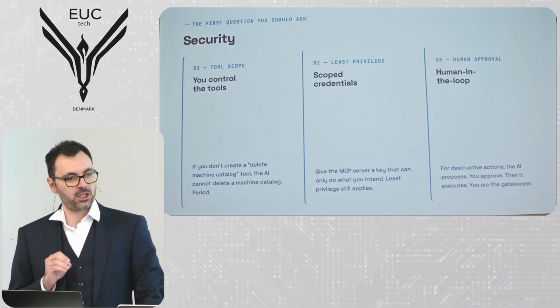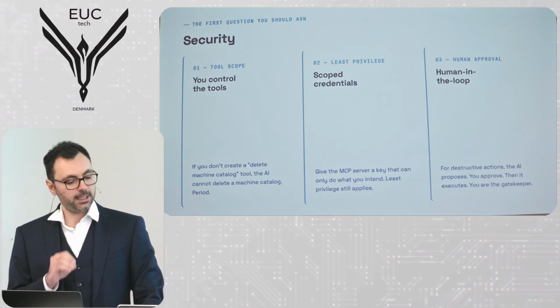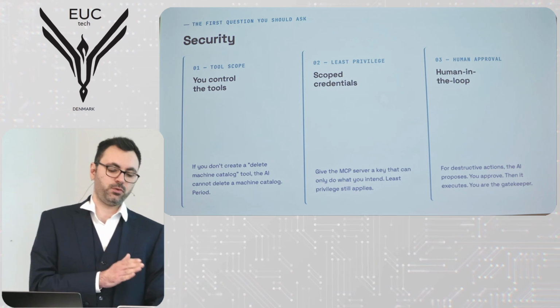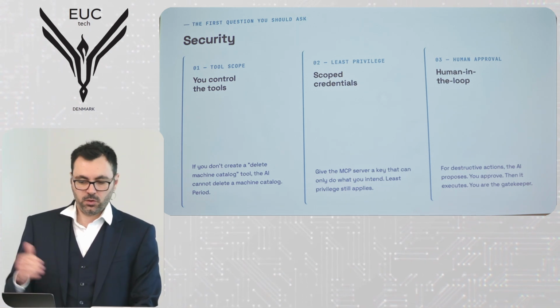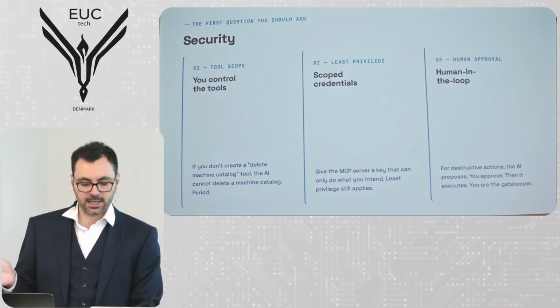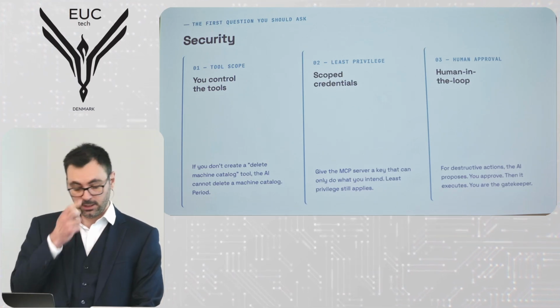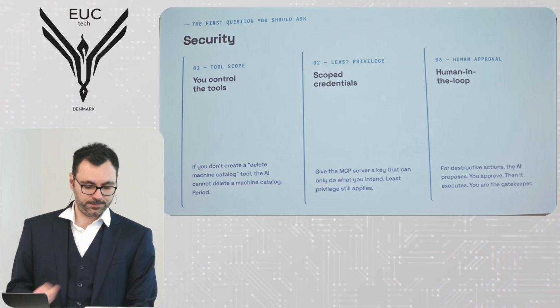Third, the human in the loop. For any action the MCP server will do, the MCP client will require your explicit approval. The AI proposes to do something, you approve, then it executes. So this isn't AI with root access. This is AI with exactly the permission you designed for it. In the end, you're the gatekeeper, you're responsible for what it will do.